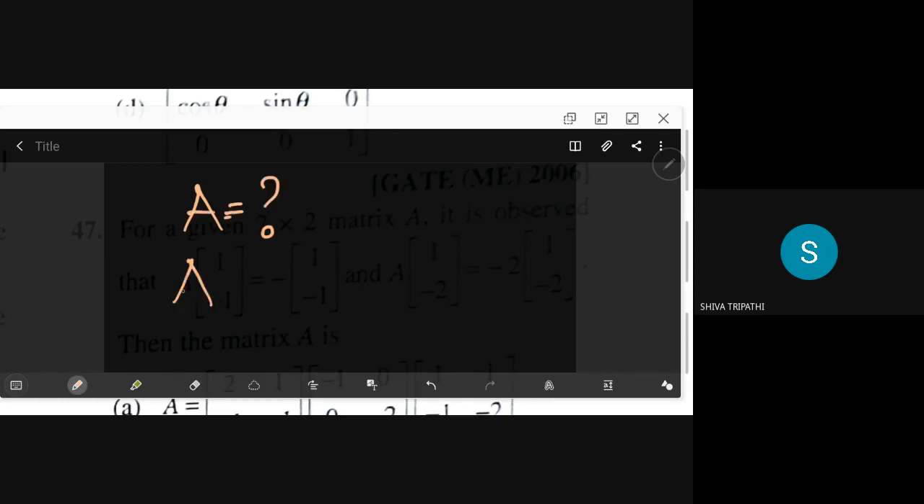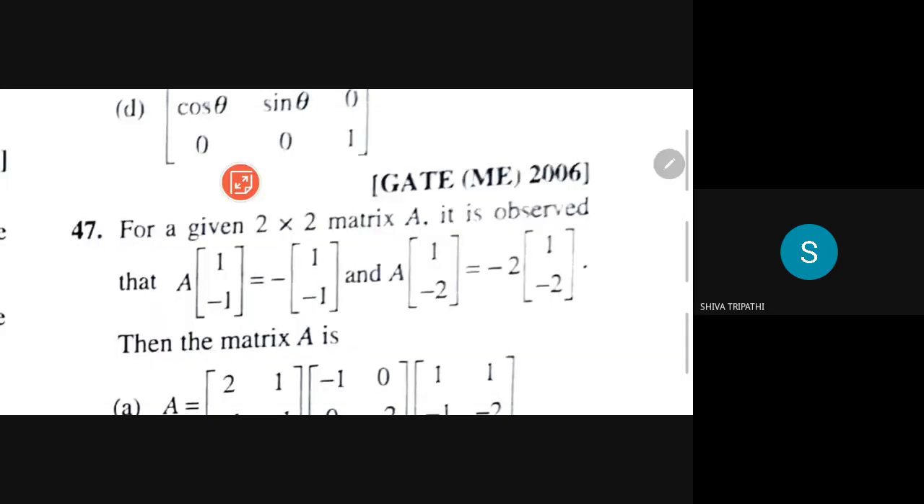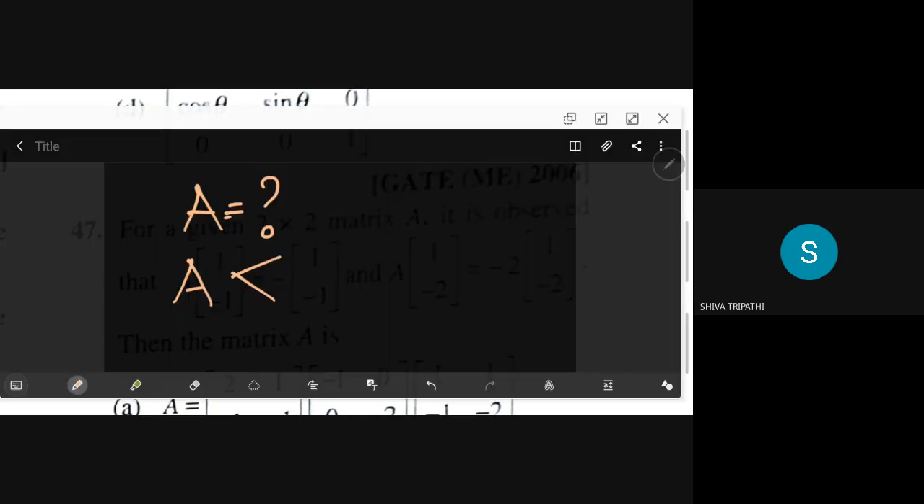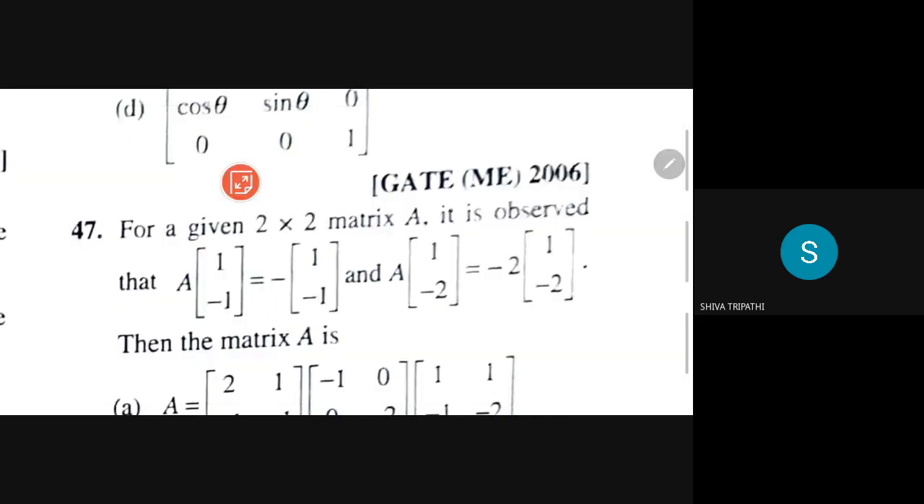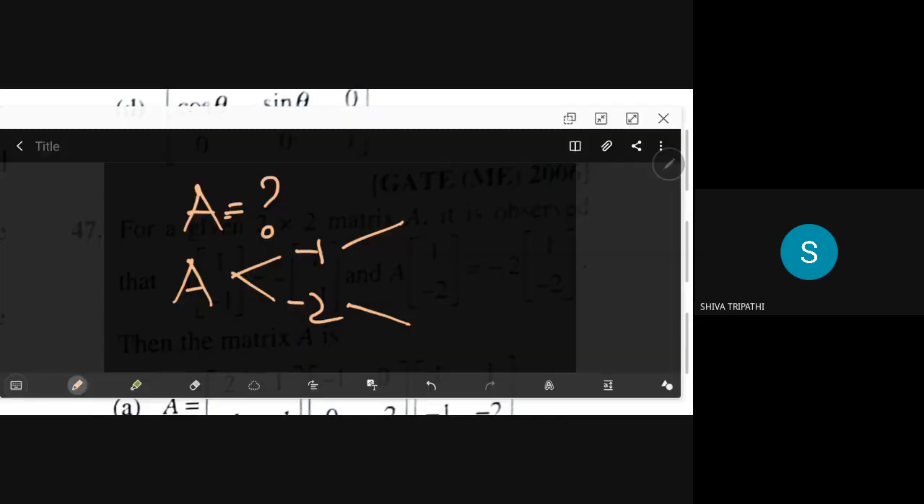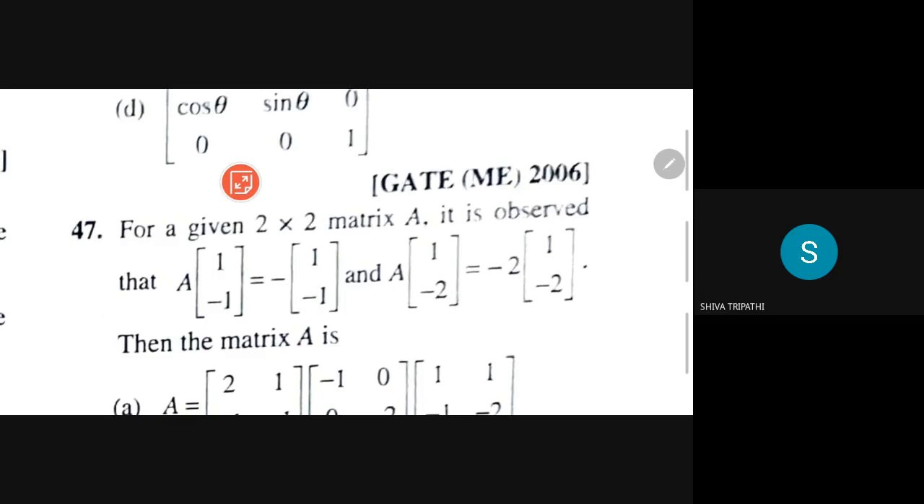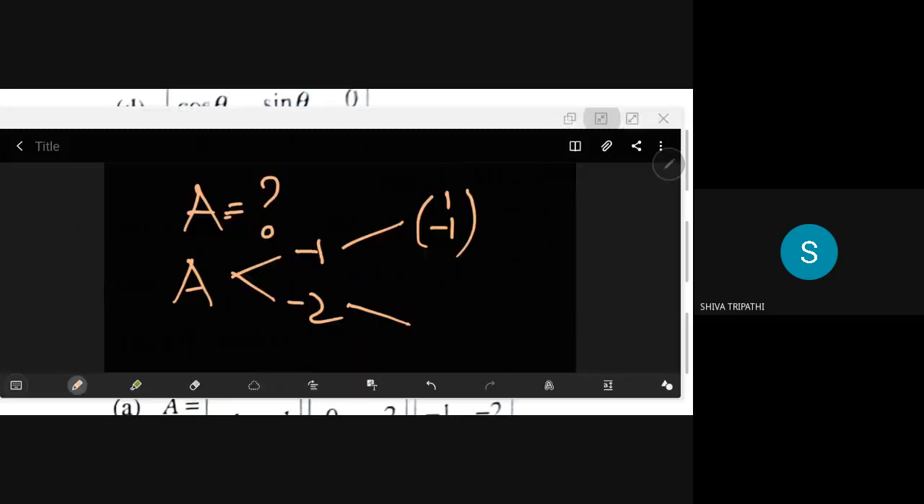Eigenvalues of A are, according to this one, minus 1 and minus 2. And for this minus 1, he has given an eigenvector 1 minus 1. And for this minus 2, he has given eigenvector as 1 minus 2.